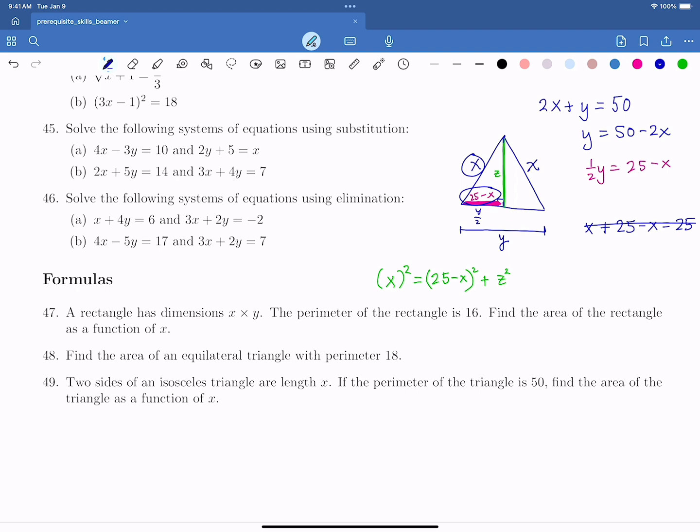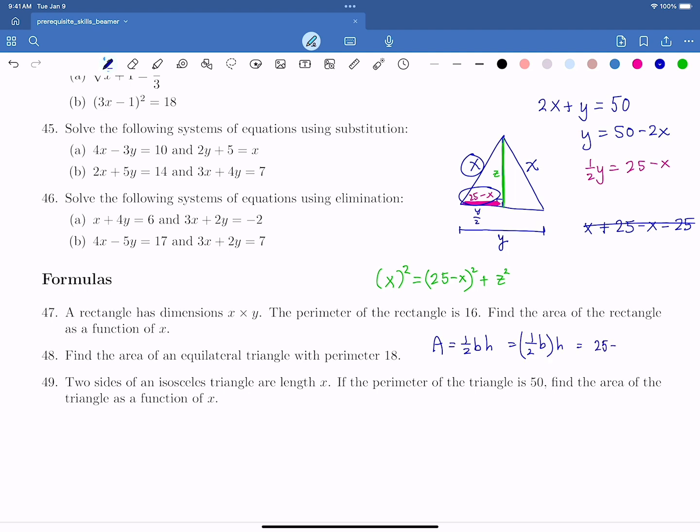Find the area of the triangle as a function of x. So the area of the triangle, 1/2 times the base times the height, is going to be 1/2 of the base times the height. 1/2 of the base is my 25 minus x. That's half of my base. Now the height is labeled as z right now, but I need to express that in terms of x. It has to be a function of x. So to get that, we're going to use Pythagorean theorem.